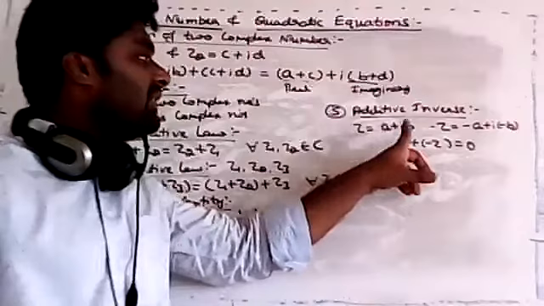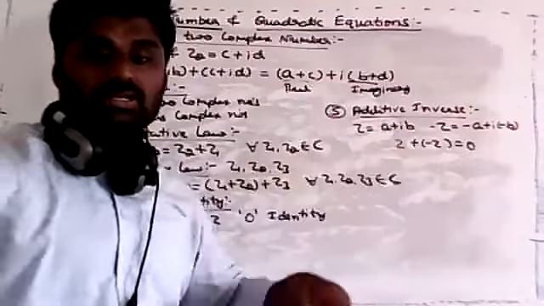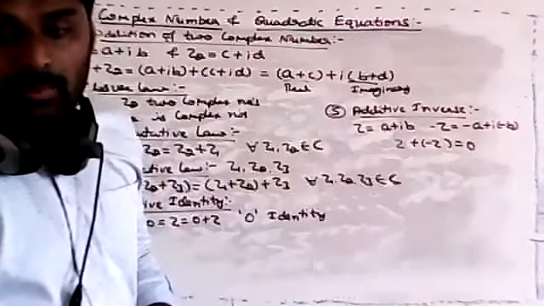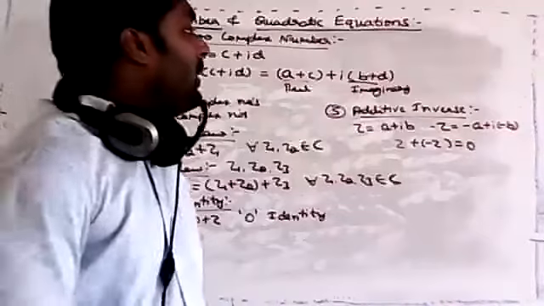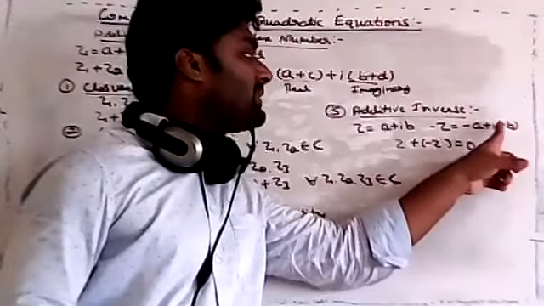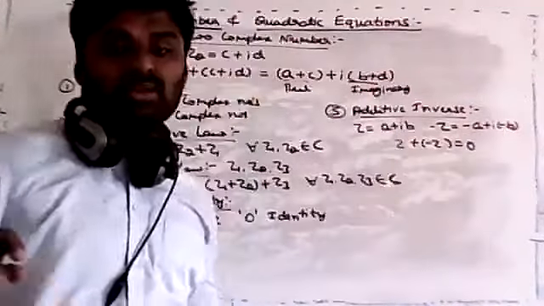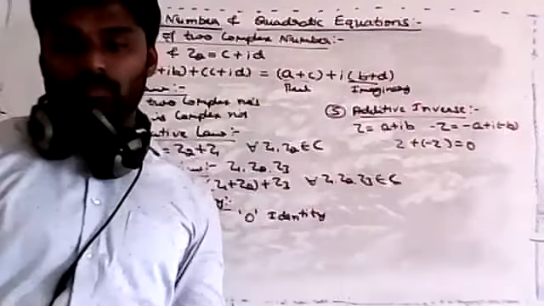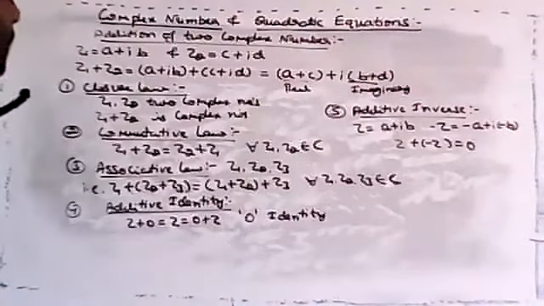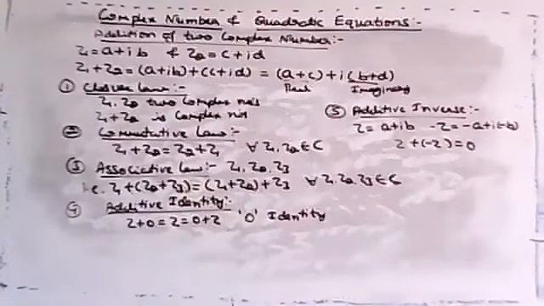Z, if I take z equal to a plus ib, then minus z equal to what? Minus of this one: minus a plus i of minus b. So z plus of minus z is what? 0. Okay, so I'll move on to the next one, that is the difference of this one.